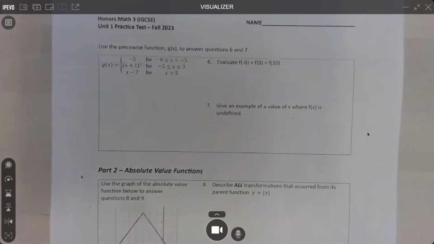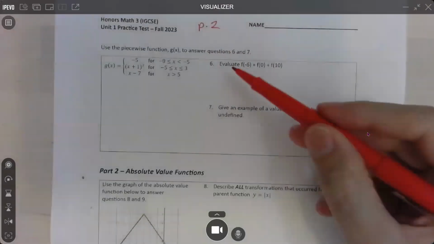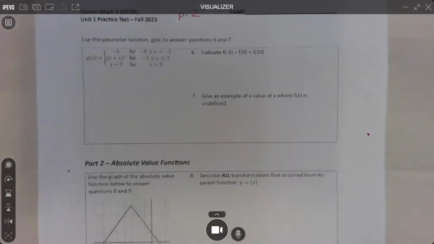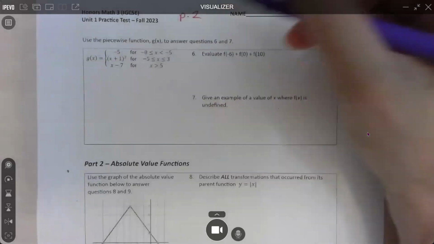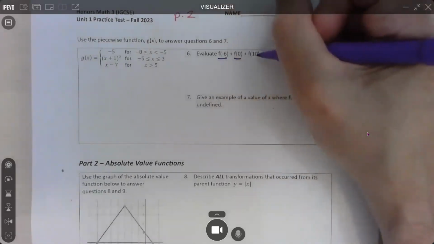In this video, we're going to be answering page 2. We'll go over questions 6, 7, as well as 8, 9, and 10 at the bottom. All right, so questions 6 and 7 are going to be dealing with this piecewise function here. We're going to be asked to evaluate f of -6 plus f of 0 plus f of 10.